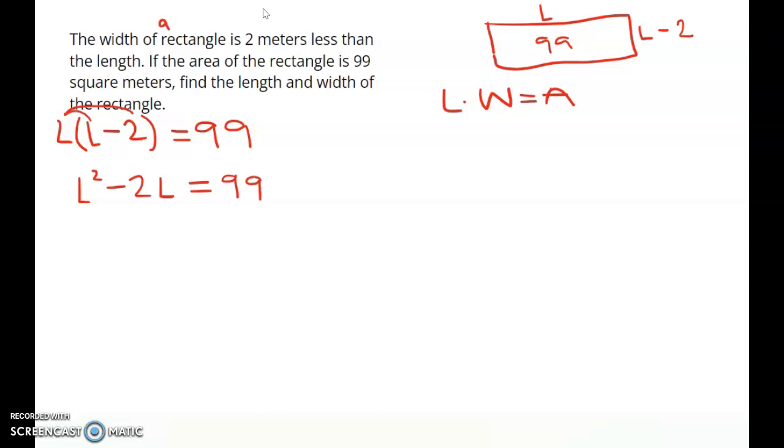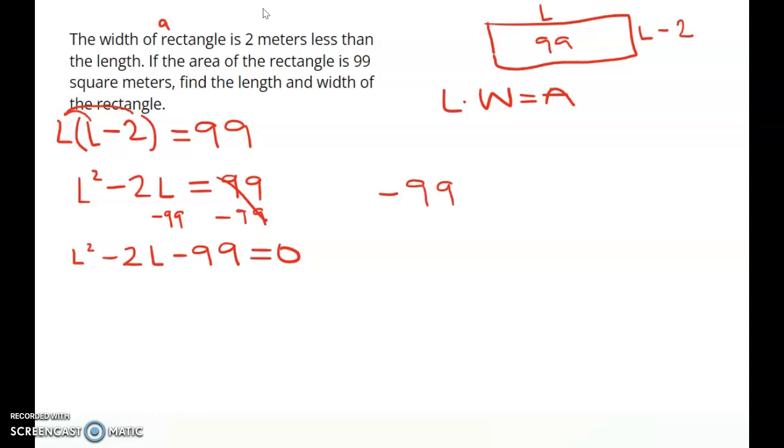Now again, this is something we need to solve. Whenever you're solving a quadratic equation, you want everything on the same side equal to 0. So we'll subtract the 99 from both sides. Cancels over there. We get L squared minus 2L minus 99 equals 0. If you remember to carry down that equals 0 for every step, it can help you remember to solve it and not just factor it. Okay, so we are looking for factors of 99 that add up to negative 2.